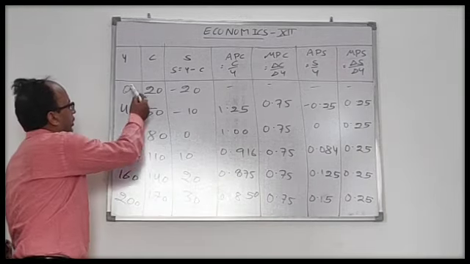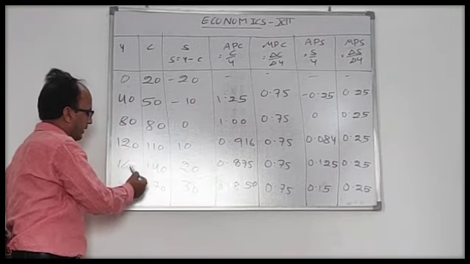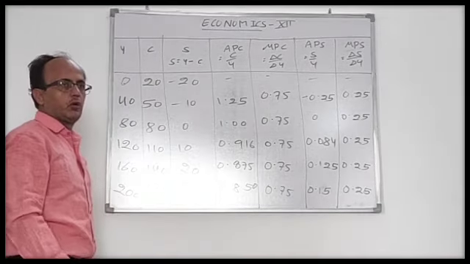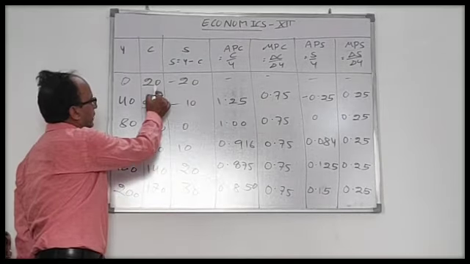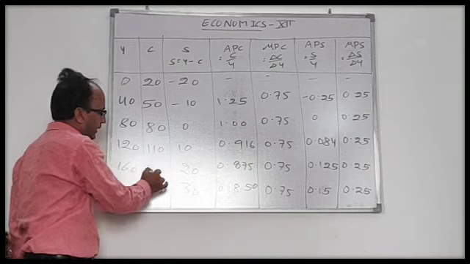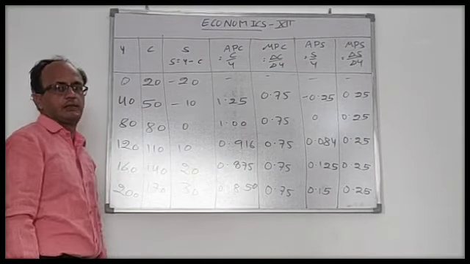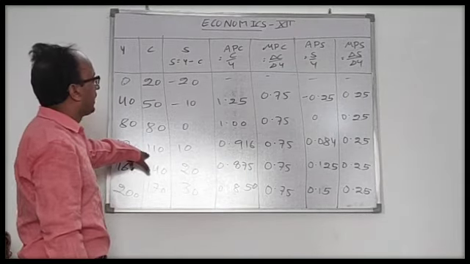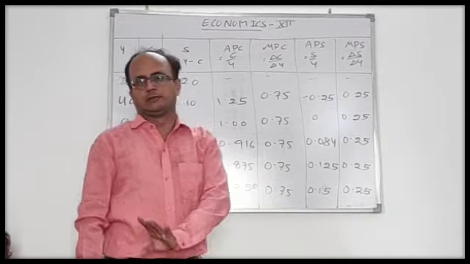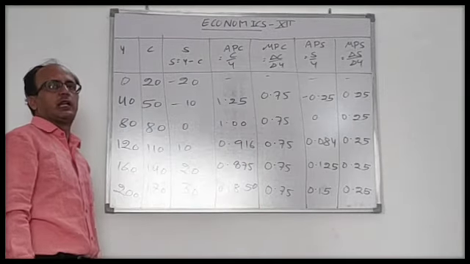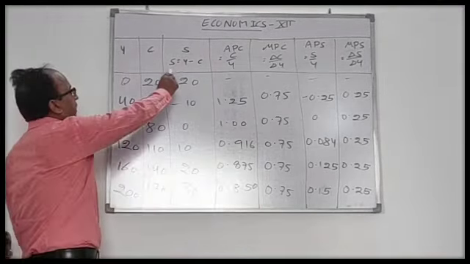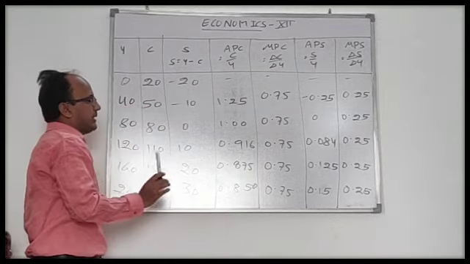Income level is 0, 40, 80, 120, 160 and 200 crore. Then consumption is 20, 50, 80, 110, 140 and 170 crore. If these two are given, we can find all of them. अरे दे रखा है तो बाकी सबको इजीली कैलकुलेट कर सकते हैं. How do you find saving? Income minus consumption.